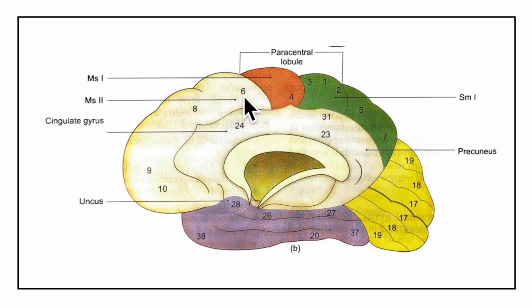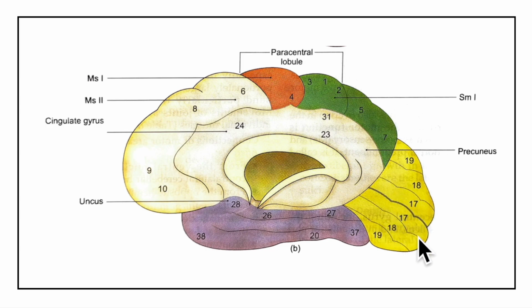Now after having completed the functional areas of the frontal and parietal lobe, let's move on to the functional areas of the occipital lobe. Now it is mainly concerned with the special sensation of vision, and area number 17 is located above and below the calcarine sulcus that you see right here. This is the calcarine sulcus. This is area number 17.